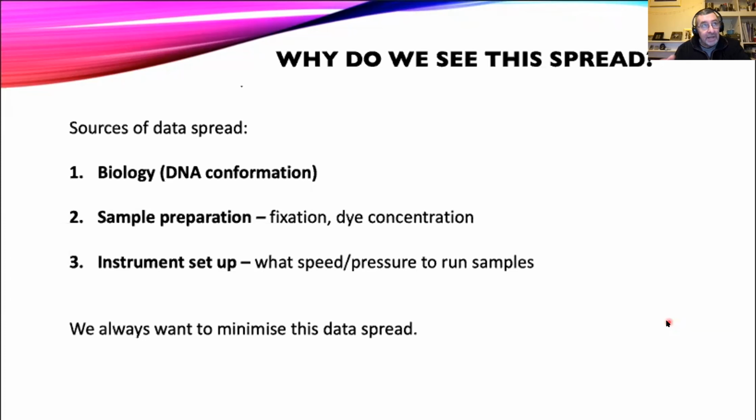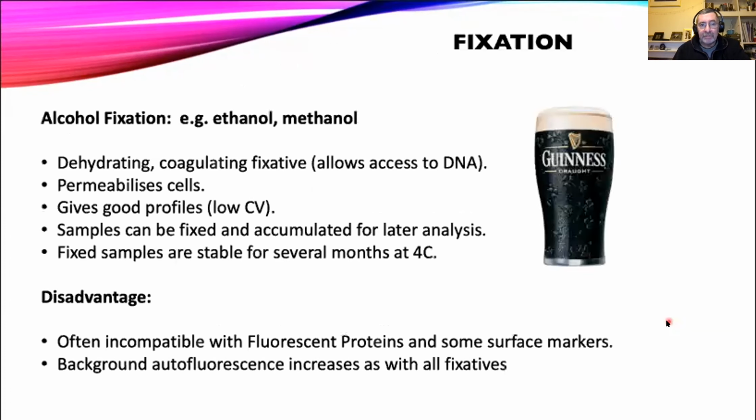But to stain the DNA, mostly we're going to have to fix our cells. And if we're going to fix them, how are we going to fix them? So a couple of different ways. Firstly, we can use alcohol. By alcohol, I normally mean ethanol, occasionally methanol. And alcohol does two things.